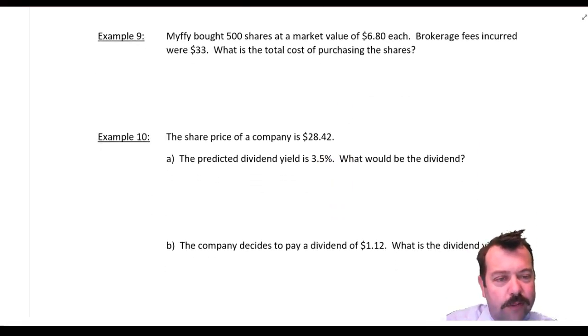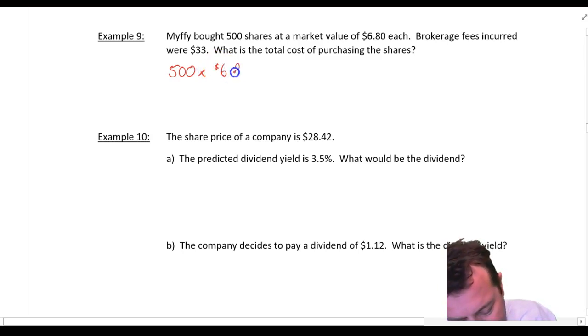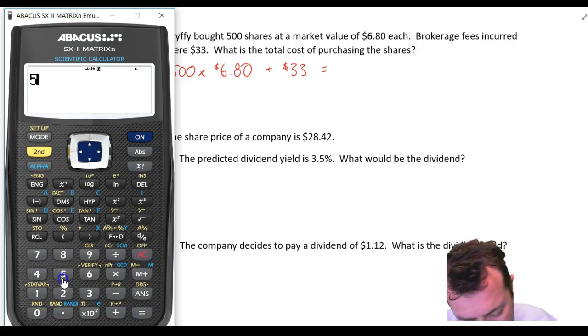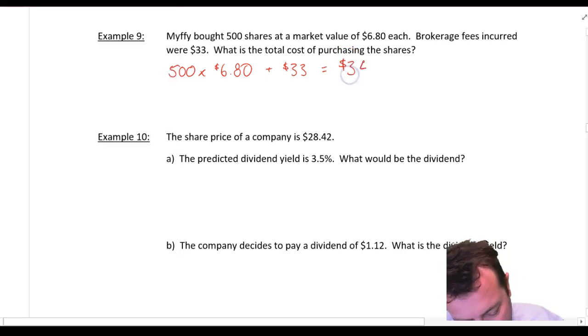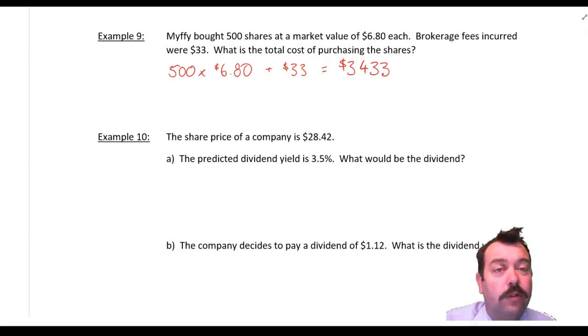So Miffy here buys 500 shares at a market value of $6.80. Brokerage fees are $33. What's the total cost of purchasing the shares? Well, we're going to have to do 500 times $6.80, that's what we pay for the shares, plus $33 here. I'm going to use my calculator. 500 times 6.8, plus $33 in brokerage, and it costs $3,433. Alrighty, as simple as that. Multiply the market price by the number of shares plus the brokerage.